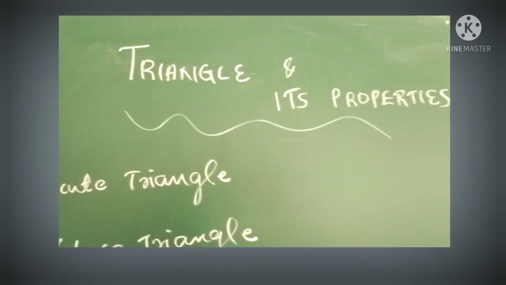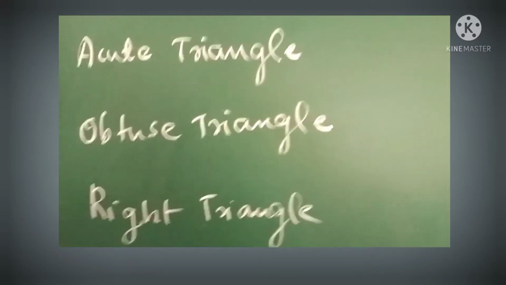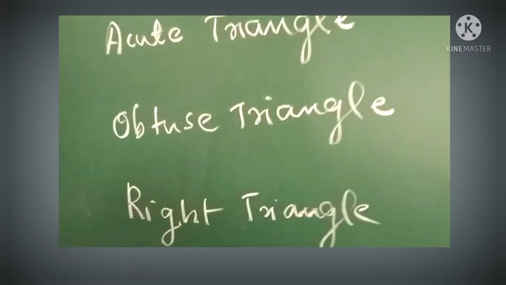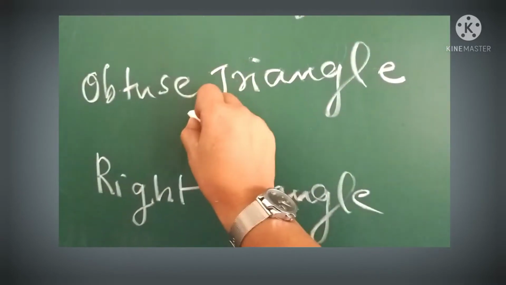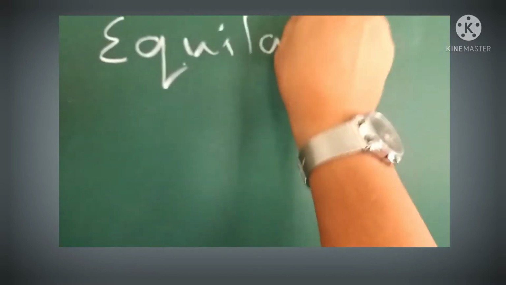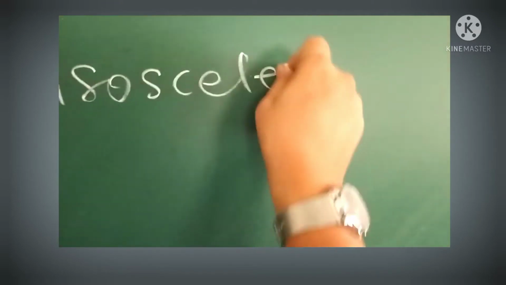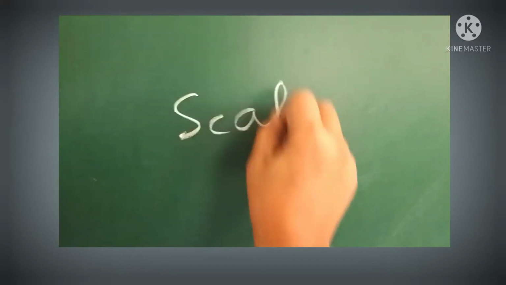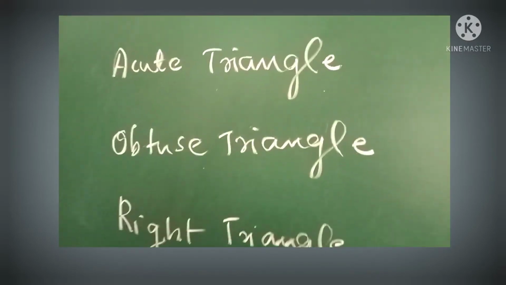Children, let us continue the chapter Triangle and its properties. Here we want to discuss triangles and some of the properties related to each triangle. So these are the first 6 types of triangles: acute triangle, obtuse triangle and right triangle, and another one equilateral triangle, and isosceles triangle, and scalene triangle. So these are the 6 main types. How can we define each one?